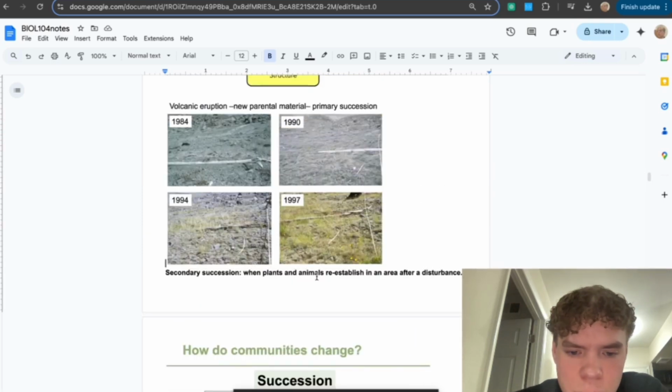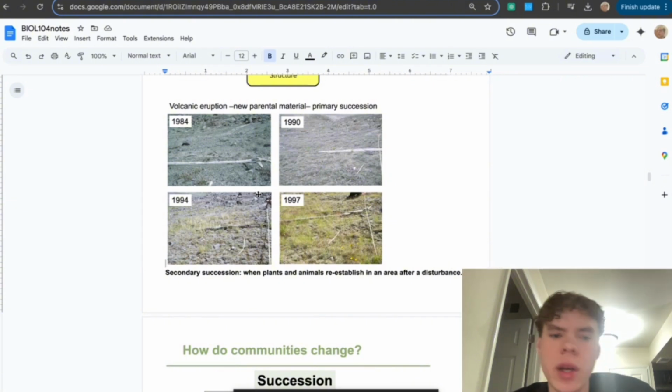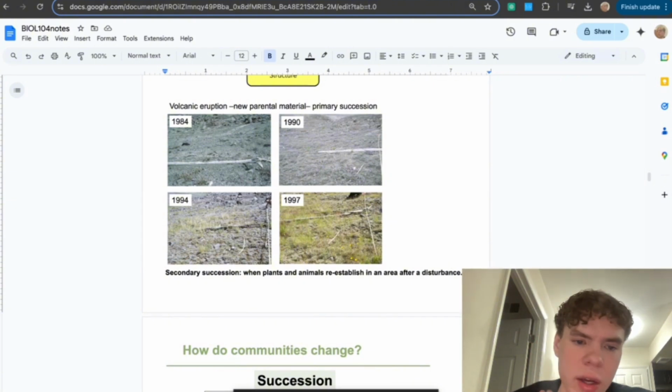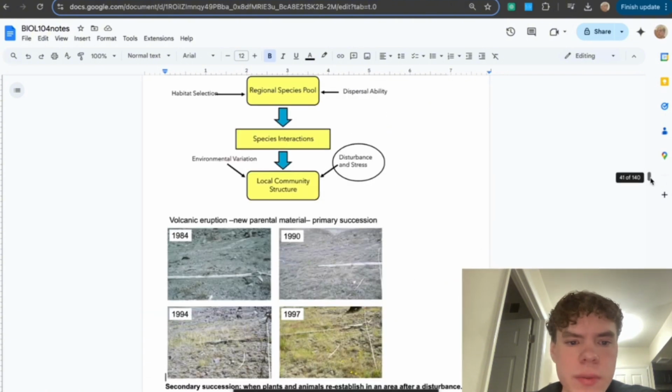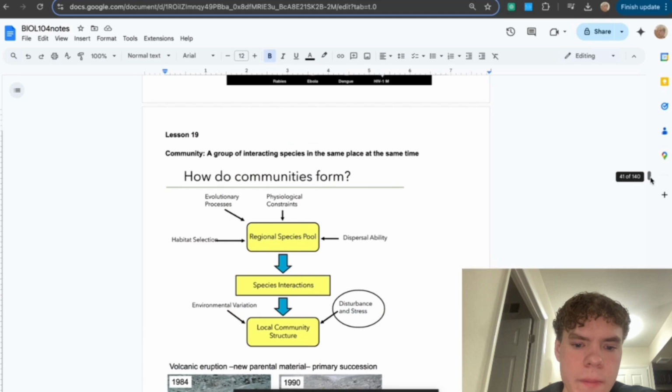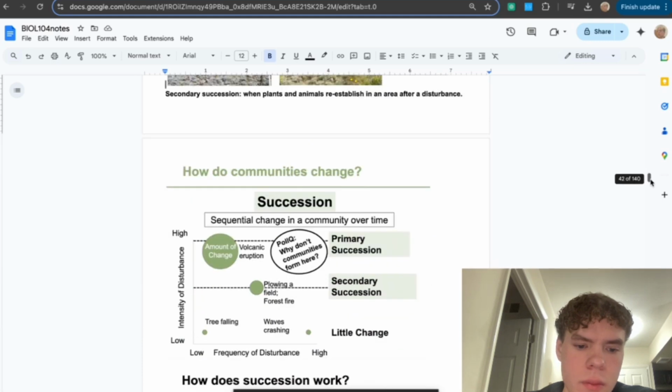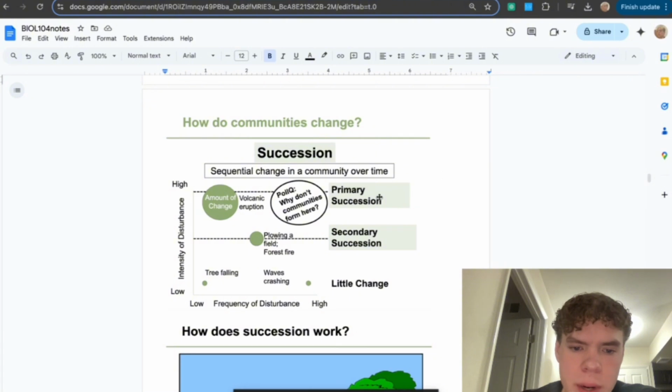Secondary succession is when plants and animals reestablish an area after a disturbance. So I think there was somewhere in the state of Washington where there was a big volcanic eruption in like 1980, and that just completely devastated the environment. So secondary succession is when plants and animals reestablish an area after a disturbance. So primary succession.